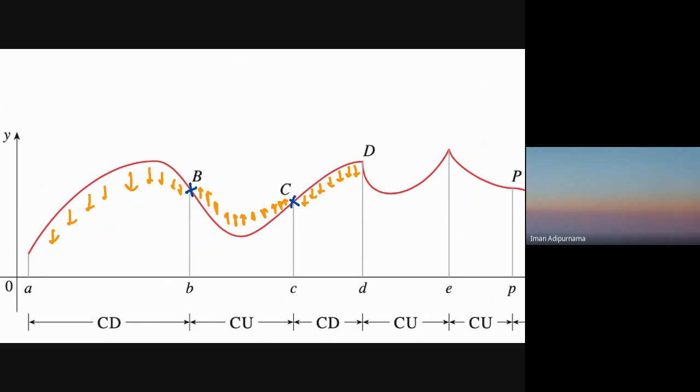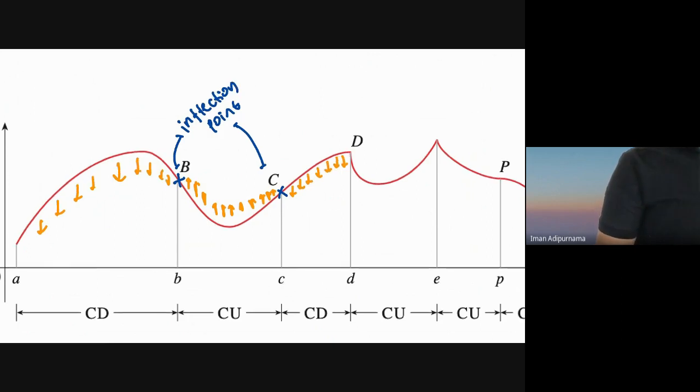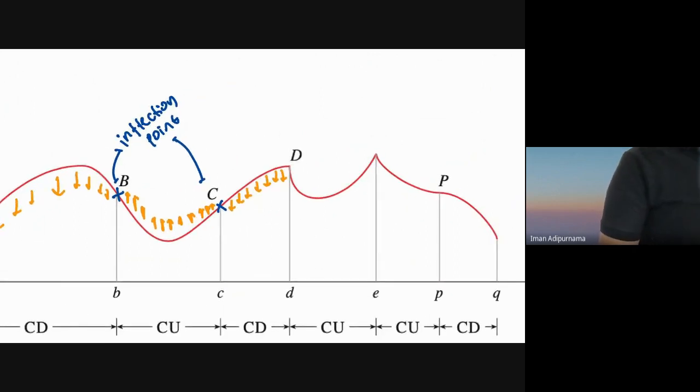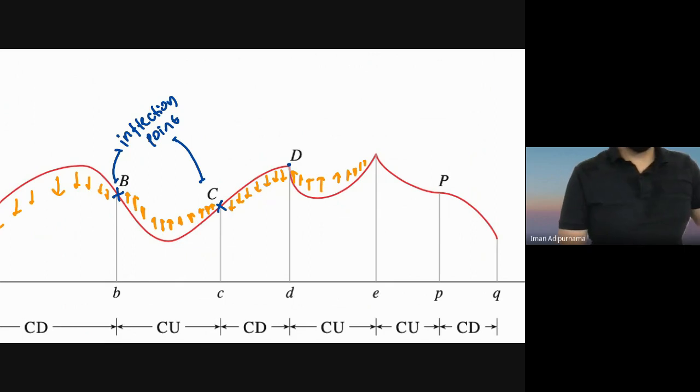So at these points B and C, we call this point an inflection point. And this is upwards here. And again, whenever you have a shifted position, maybe it's an inflection point.